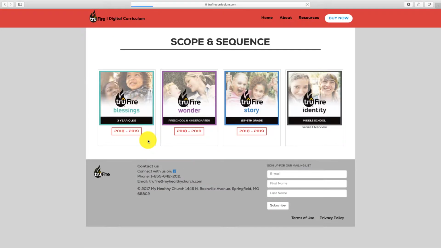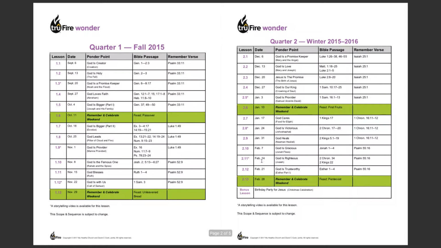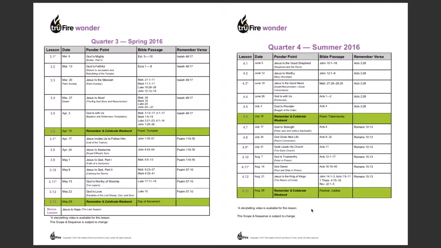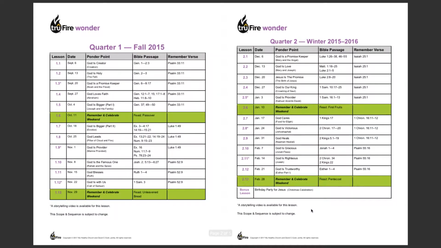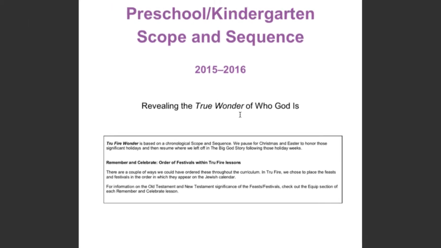The scope and sequence is a big picture overview of the specific curriculum line. It outlines the different lessons that will be taught over a given period of time and the order in which they are taught. Tru Fire Wonder has a 3-year scope and sequence. Each year users go through the whole Bible chronologically, from Genesis to Revelation. However, each year emphasizes different topics and focuses on different stories in the Bible. Over the 3 years, children gain a full picture of the Bible's grand narrative.